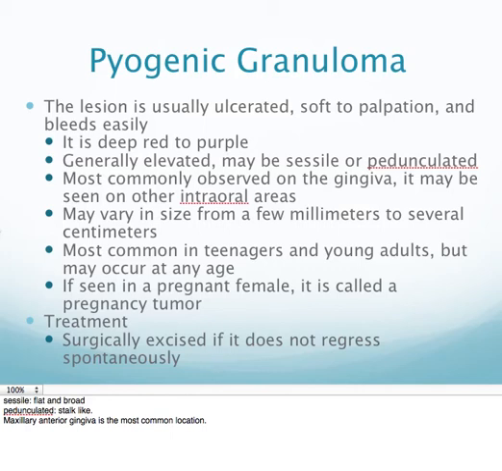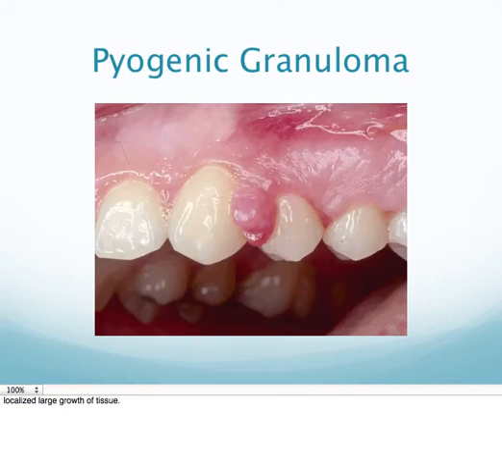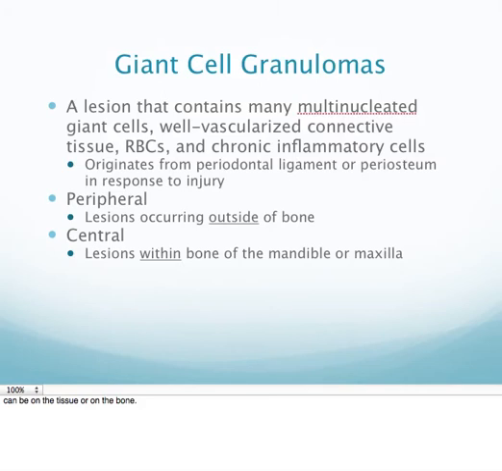Most commonly it's seen on the gingiva. It may vary in size. And then just remember, if you see it on a pregnant person, it's called a pregnancy tumor. But how do you get rid of it? You surgically excise it if it does not go away on its own. So there it is again. Remember, it's a localized, large growth of reddish purple tissue.